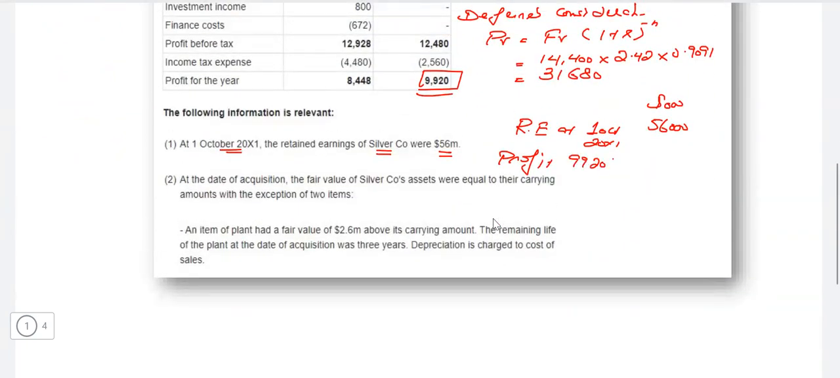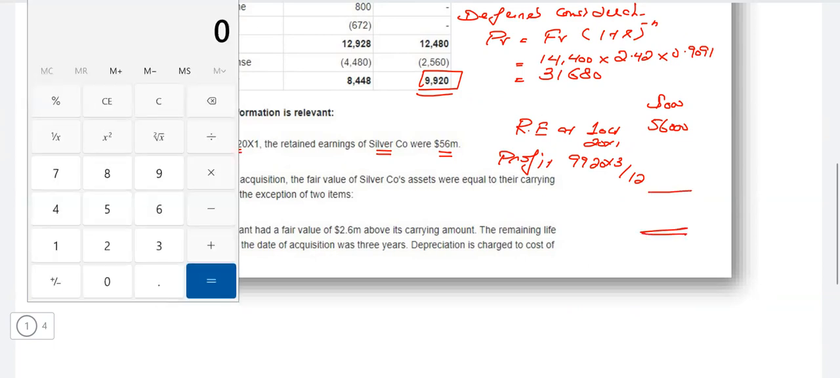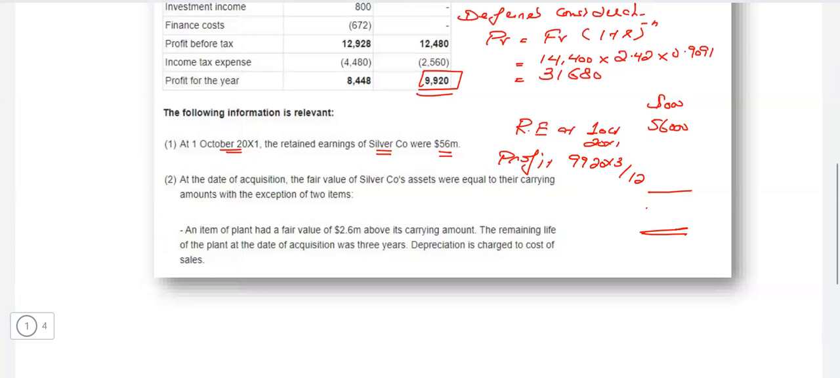So you take 9,920 and multiply by 3 by 12, which is October, November, and December. And then you will get the retained earnings at acquisition. So very simple thing. 9,920 multiply by 3 divide by 12. So it is 2,480 plus 56,000. So it is 58,480. And again, this is what we do on the spreadsheet.